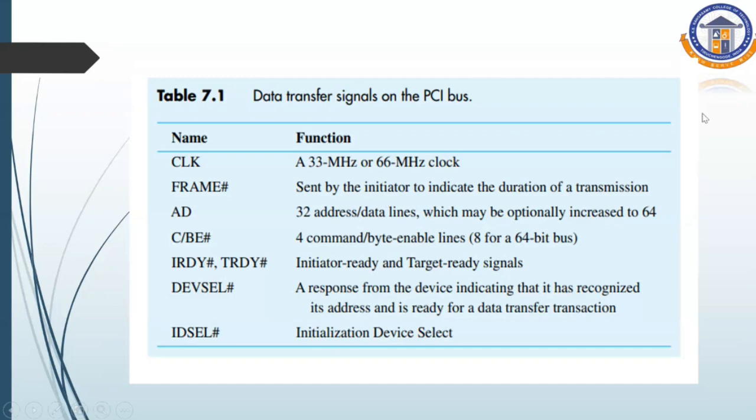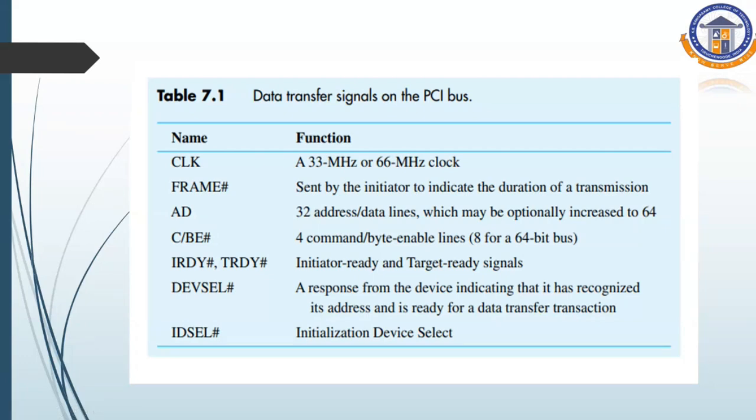Here is a table which specifies the signals needed. CLK is the clock signal. Here we are using a 33 megahertz or 66 megahertz clock. We also have FRAME, which is the duration of the transmission of the data. Within this duration, we have to transmit the data, and that is specified by the frame. AD is the address lines. Here both the data and the address will be transferred on the same line, so we have this AD signal, which is able to pass the address and the data.